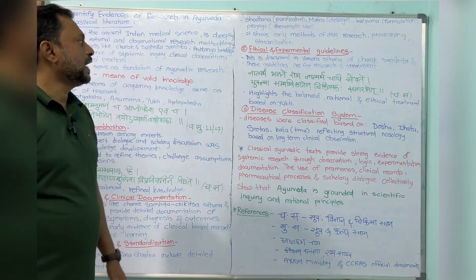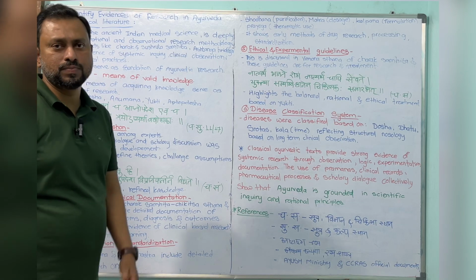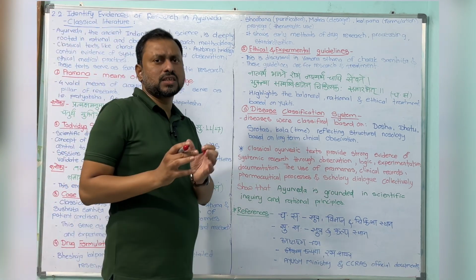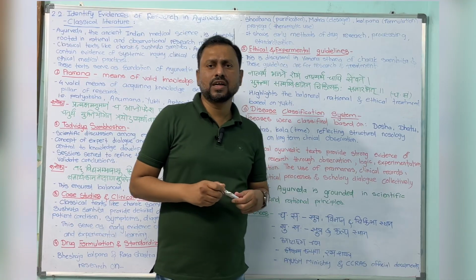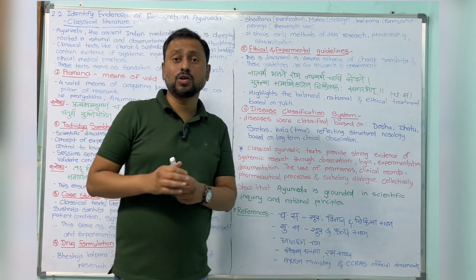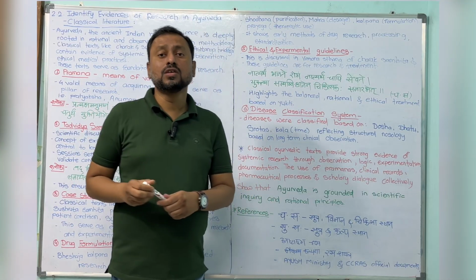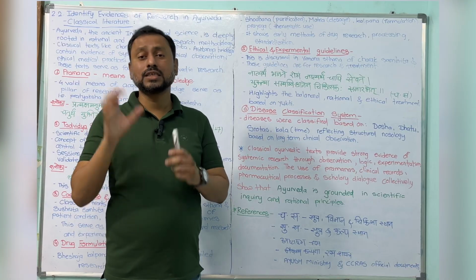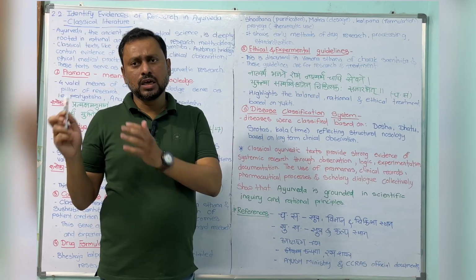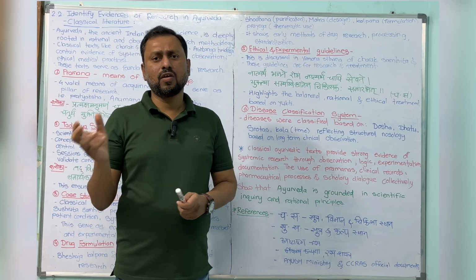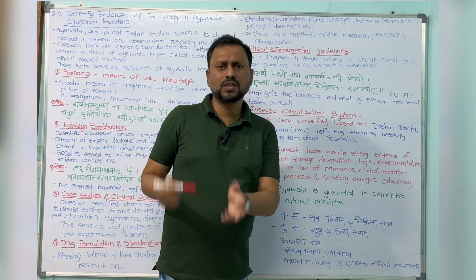Now come to the ethical and experimental guidelines. You know that before we start the research, first of all, for the safety of human beings or animals, we take lots of consents, or we take permission from the institutional ethical committee or animal ethical committee. Lots of things we are taking.